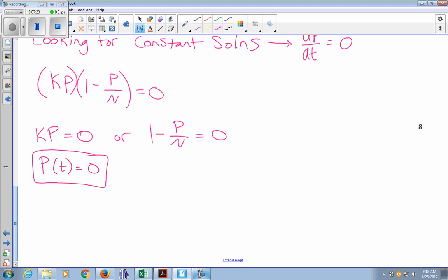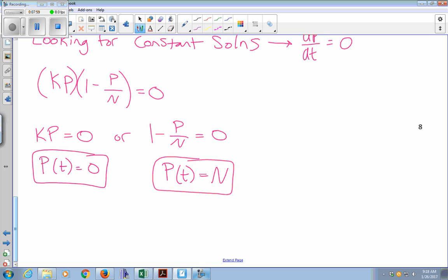All right, and then if I solve this one for p, I get p of t equals n. So when I hit the carrying capacity, my rate of change is 0, which is how I designed this model. I wanted it to be that if I was at the carrying capacity, the population would not change. It'll just stay at the carrying capacity. So it makes sense that its derivative would be 0. All right, so those are my equilibrium solutions.